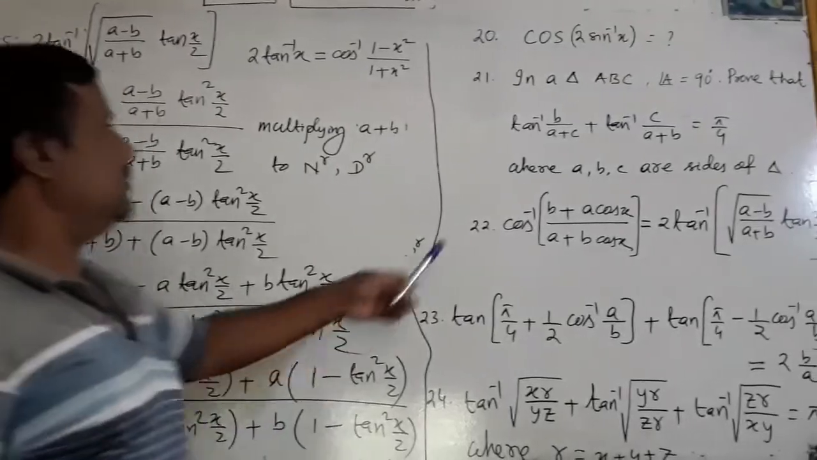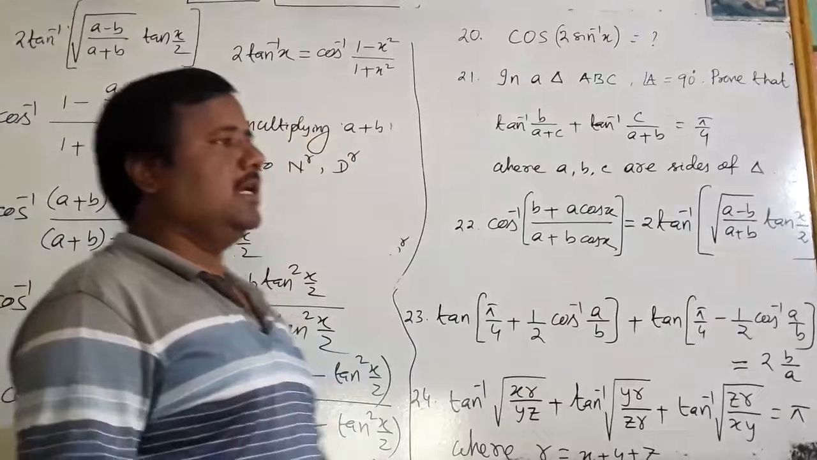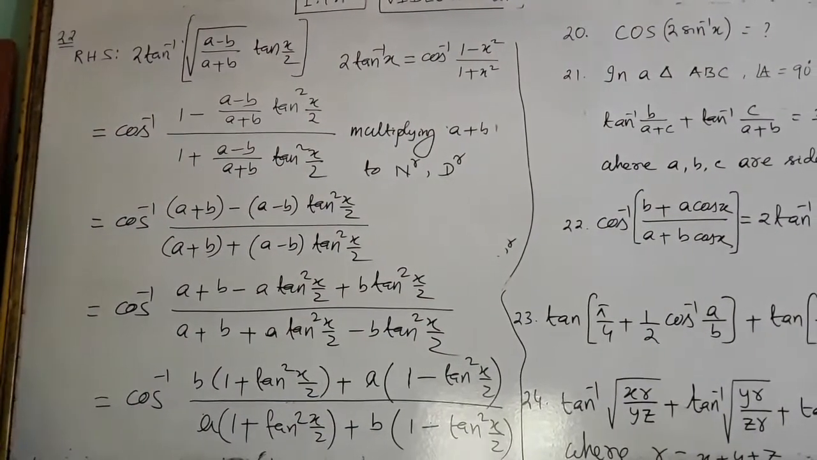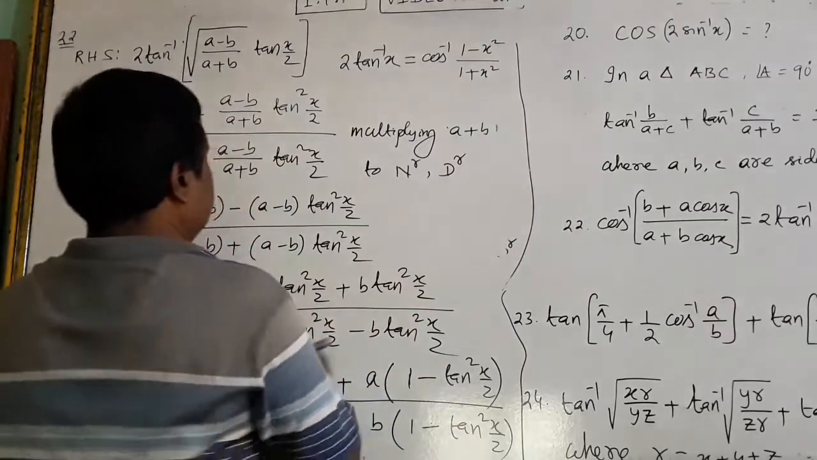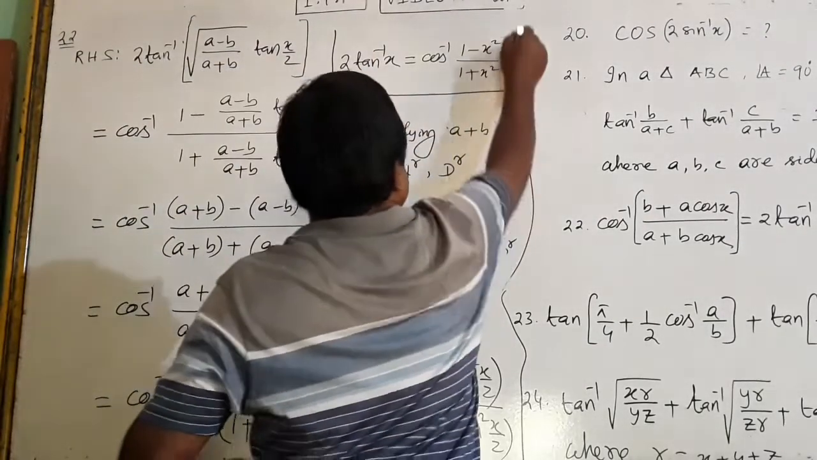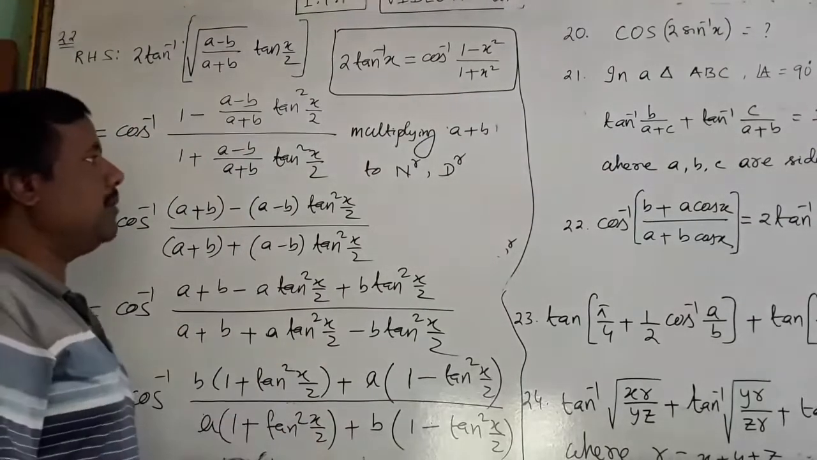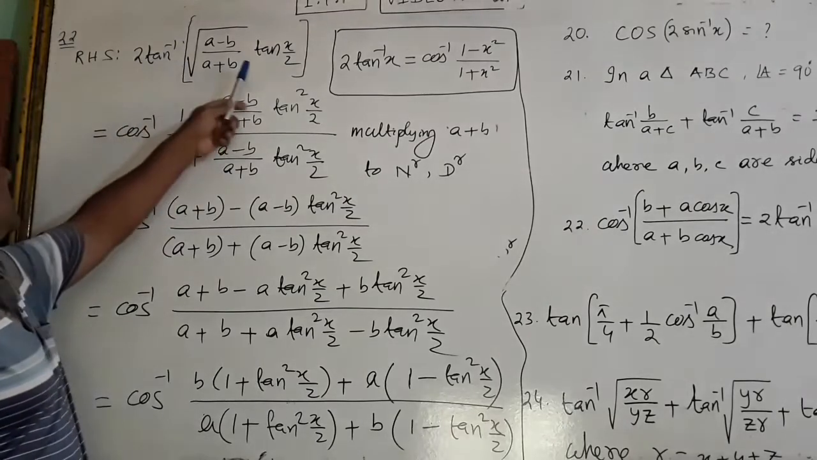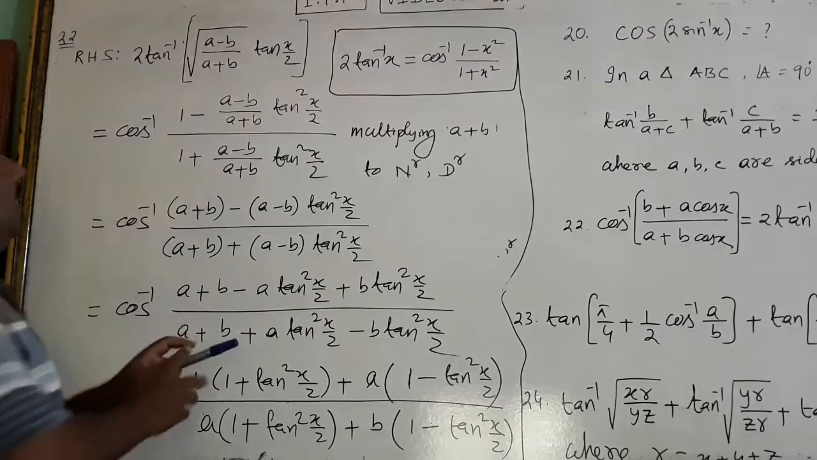Okay. Now look at number 22. It is cos inverse of this equal to tan inverse of that. If you do it on the right side, it is simple for you. And you know the formula of 2 tan inverse x. There are three formulas for 2 tan inverse x, but I am applying this formula. Why this formula? As the answer is cos inverse of this, you apply the formula cos inverse of 1 minus x square over 1 plus x square.